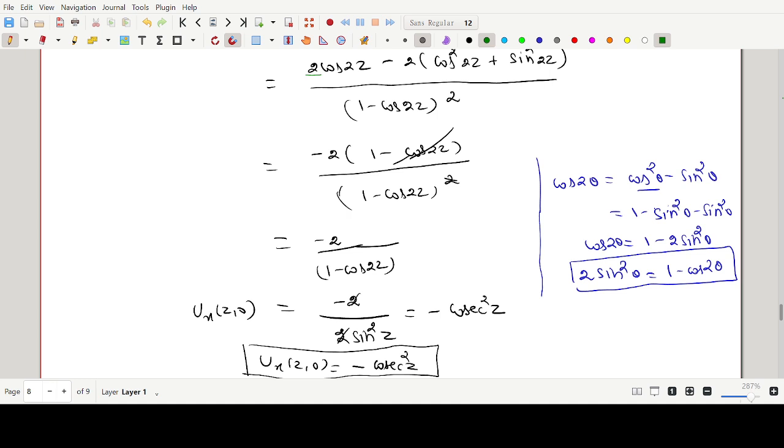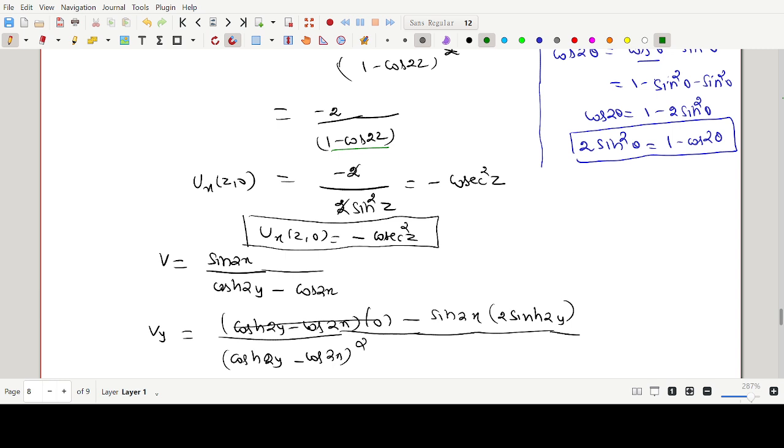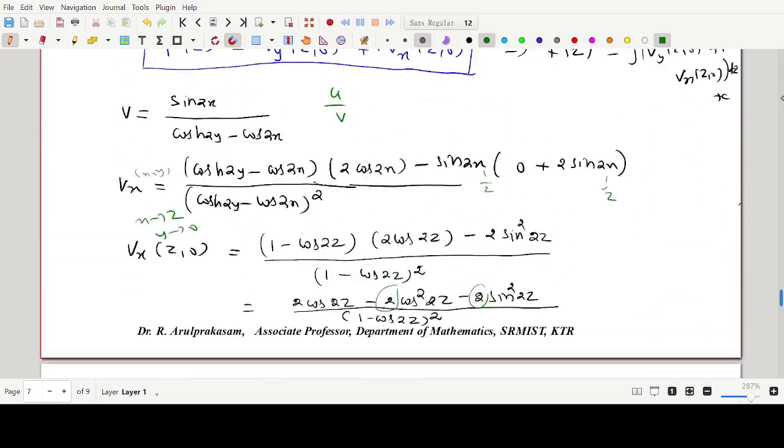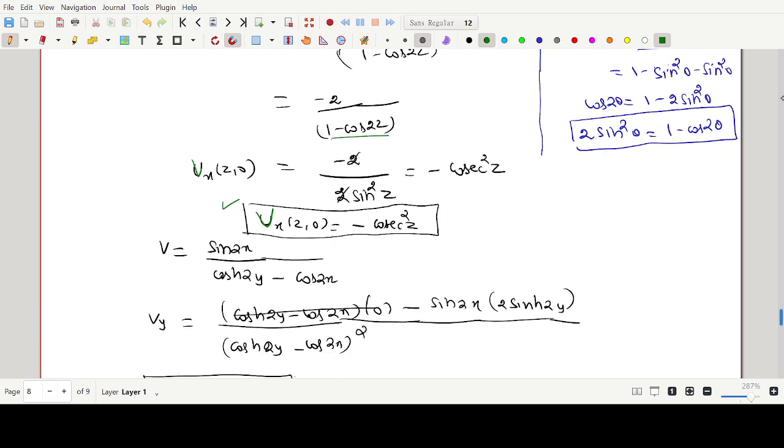You know one more formula: cos 2 theta is cos square theta minus sin square theta, otherwise cos 2 theta equals 1 minus 2 sin square theta. So 1 minus cos 2 theta I can replace with 2 sin square theta. The 2s cancel, and 1 by sin square theta is nothing but cosecant square theta. So this is our Vx of z comma 0. It is the imaginary part only that is given, right? And I also find the first derivative with respect to y.